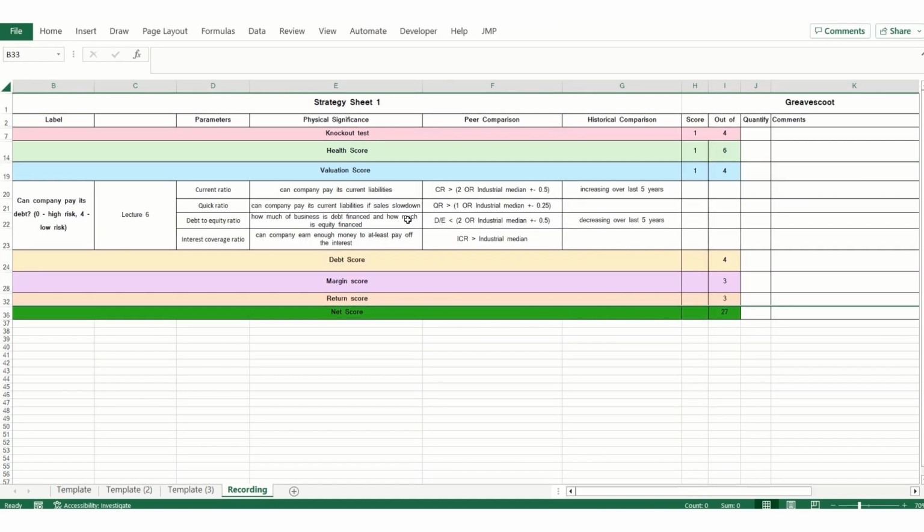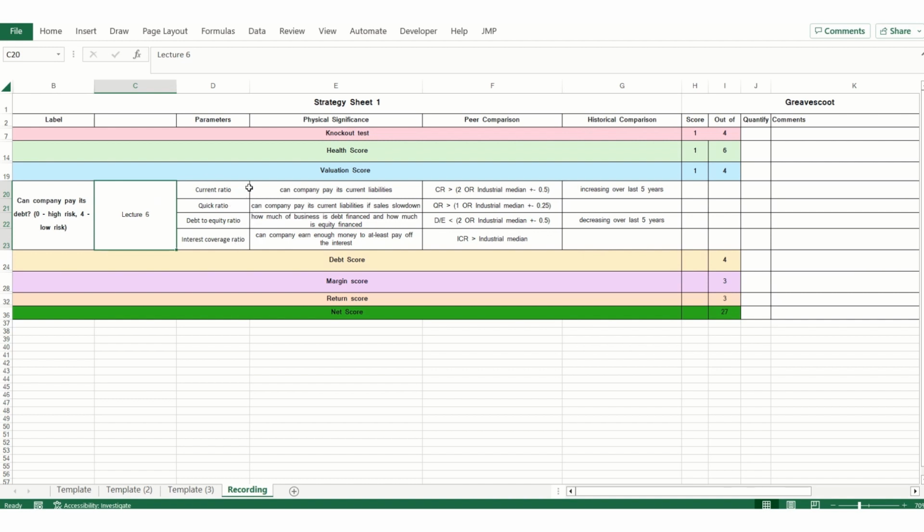Now, after looking at the company's health score and valuation score, the next question we have to ask is, can the company pay its debt? Does the company have enough resources or cash in hand to pay off its debt? Okay, so for that, and that has been explained in lecture 6 if you want to understand these ratios in detail, the parameters are your current ratio, quick ratio, debt to equity ratio, and interest coverage ratio.